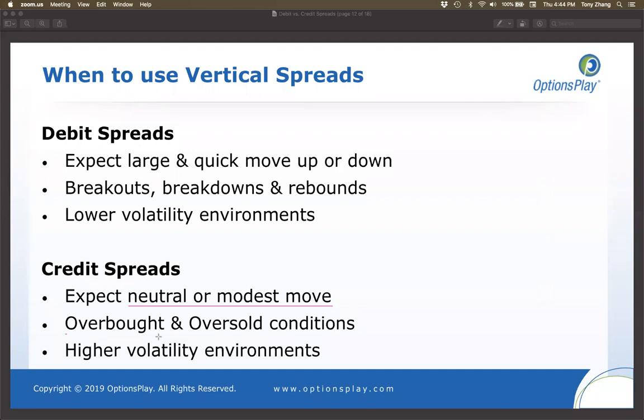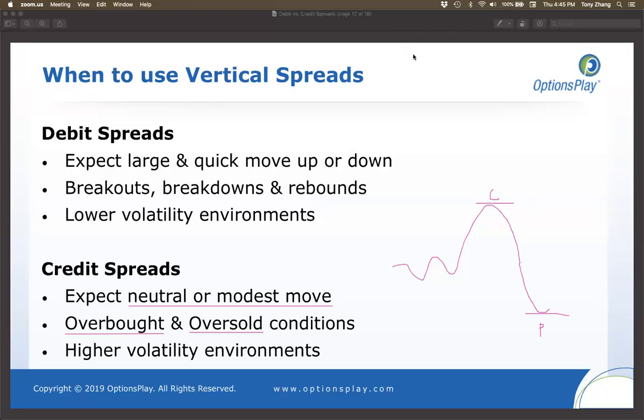These are generally good for overbought or oversold conditions. So if a stock is near some kind of overbought area and you think it's going to reverse lower, that's a good time to sell a call credit spread. If it's near an overbought area and you think it's going to come crashing back down, that's when you want to sell that call credit spread. And when stocks are oversold and you think it's near a bottom, that's when you want to sell a put credit spread. So call credit spreads near the top, put credit spreads near the bottom.